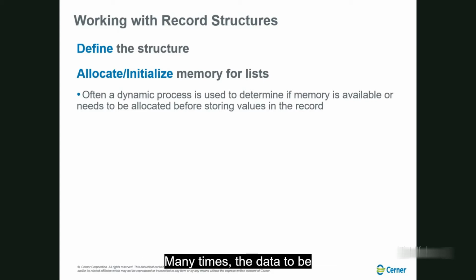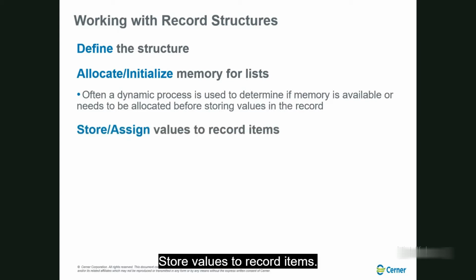Many times, the data to be placed in the record structure is coming from the result of a query. In that case, the amount of memory isn't readily known. Often, a dynamic process is used to determine if memory is available or needs to be allocated before storing values in the record. We will review a process that allocates memory in blocks and adds more memory as needed.